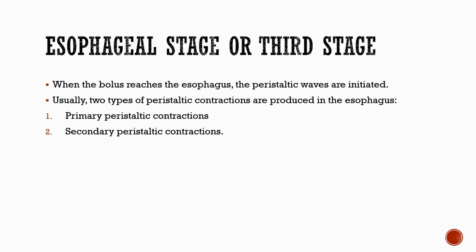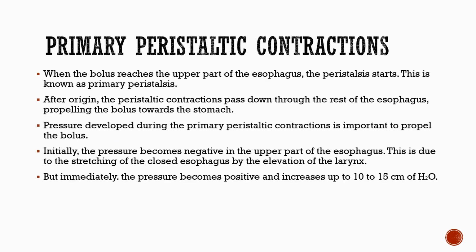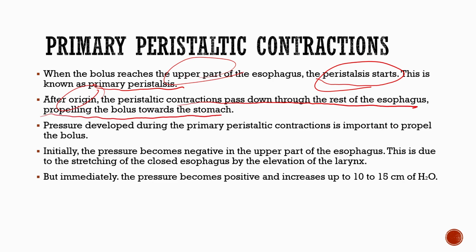Usually two types of peristaltic contraction are there, the primary and the secondary. What are these? When the bolus reaches the upper part of the esophagus, the peristalsis starts. This is known as primary peristalsis. After origin, the peristaltic contractions pass down through the rest of the esophagus, propelling the bolus towards the stomach. Pressure developed during the primary peristaltic contraction is important to propel the bolus.